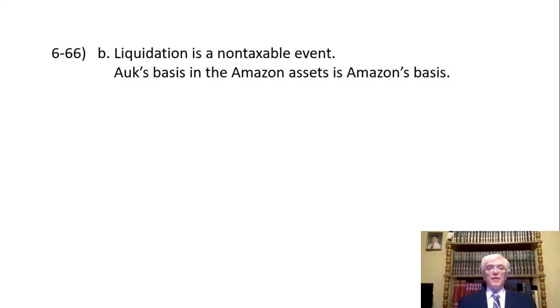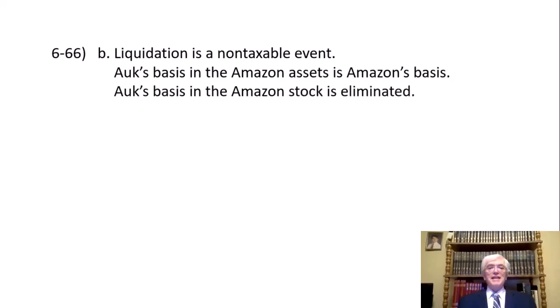However, that 1,306,000 was distributed to the assets. AUK's basis in the Amazon stock is gone. That $1,200,000, that just disappears. That seems a little unfair, but you can't have both. You can't have the stepped up basis in the assets and also your investment in the stock and have them both hanging around. So the basis in the stock goes away when you do that.